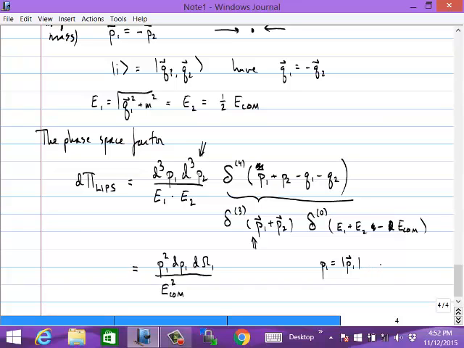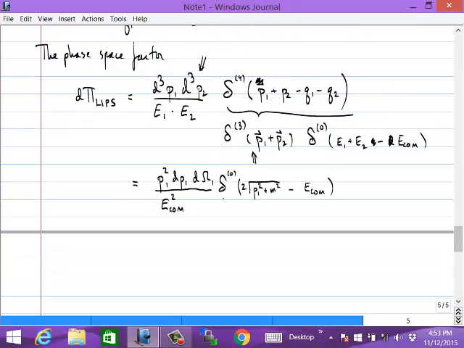Times this delta function in energy space, times a delta function which sets the energy of the first particle equal to the total center of mass energy. Okay? So it's a delta function that sets the total E1, which is equal to the square root of P1 squared plus m squared, equal to 1/2 of the total center of mass energy.